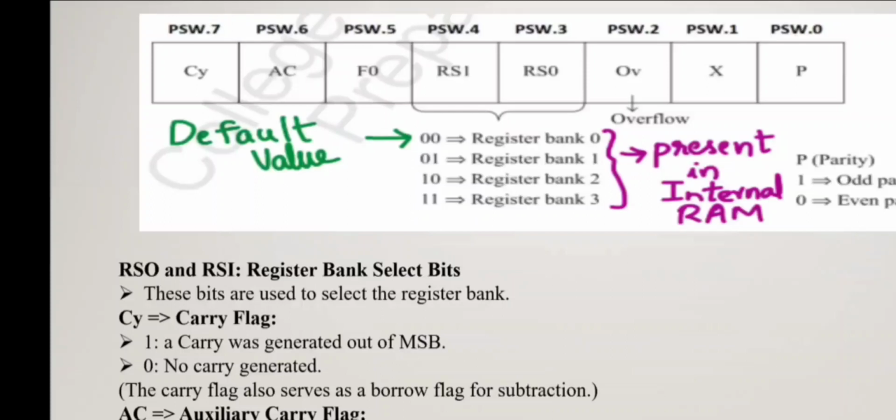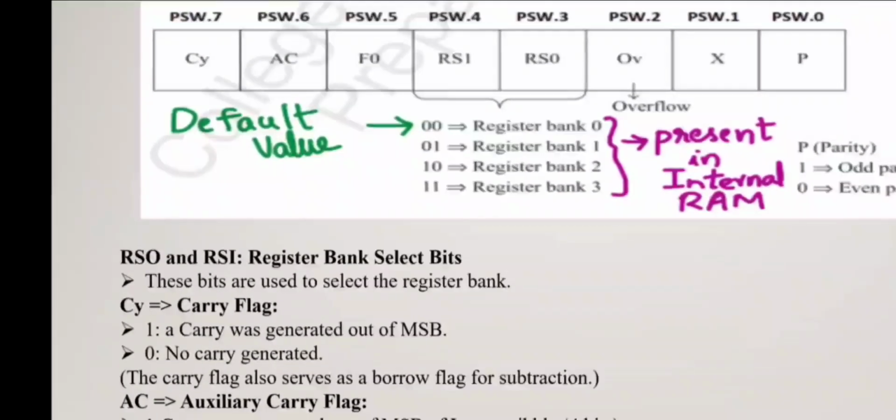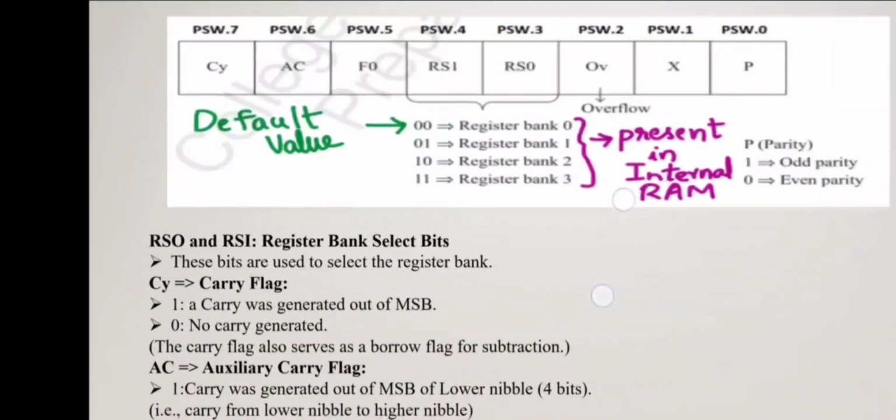Then this is F0. It is the user defined flag, F0. Then AC means the auxiliary carry bit, and CY is the carry bit. By adding two binary numbers, we will understand the values of the parity bit, overflow, auxiliary carry and carry bit. Auxiliary carry: if we add two 8-bit numbers, a 4-bit number is called a nibble. If the carry is forwarded from one nibble to another nibble, that is the auxiliary carry. After the addition, if a carry occurs, then the carry bit will be set.